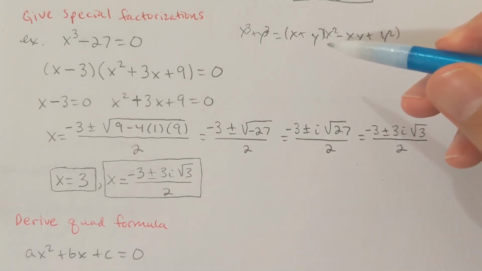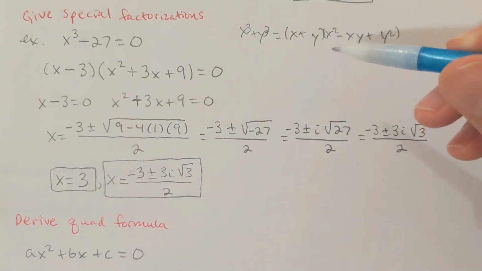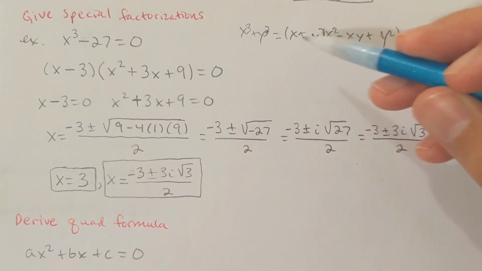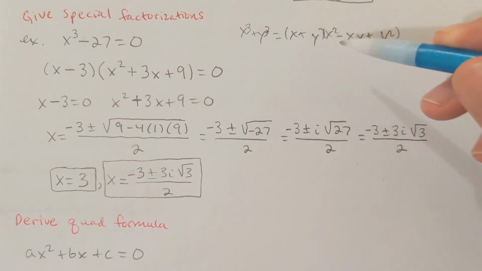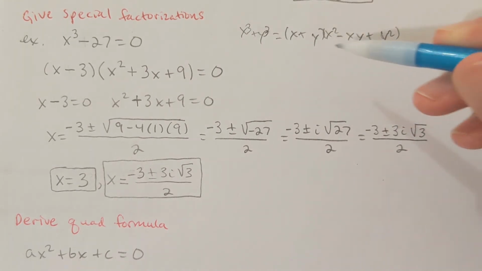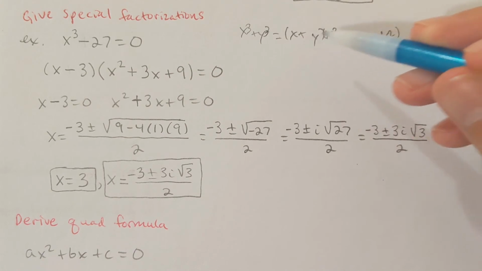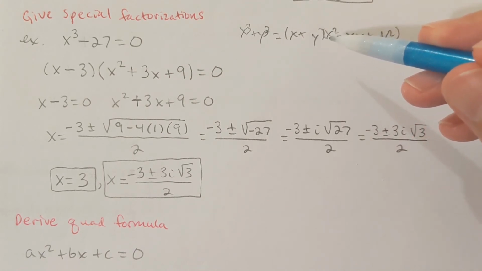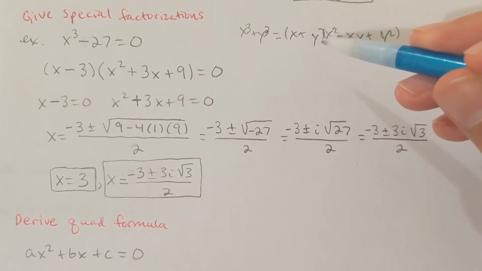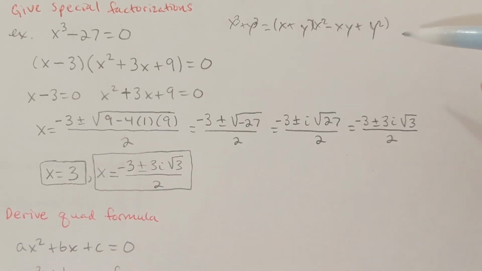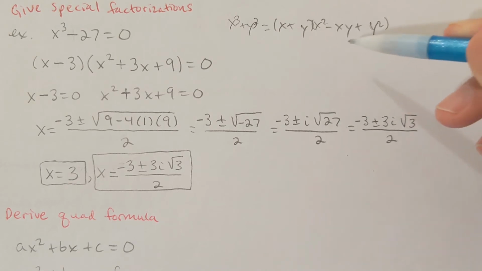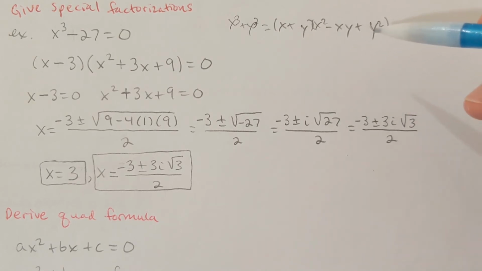Okay, and the way that I remember this is to say, well, you're going to start by taking a binomial times a trinomial. Okay, so something that has two terms times something that has three terms. The something that has two terms are the two things that you're cubing. Okay, so for us it's x and y. The first and last terms are the two numbers that I'm squaring. Okay, so it's x squared at the beginning, y squared at the end. And in the middle, I'm subtracting x times y.